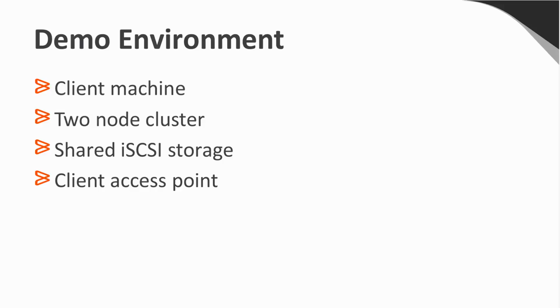Usually, you'll have a separate client machine installed. We've simulated this by installing a standalone client outside of the cluster. We have a two-node cluster that uses shared iSCSI storage, and we've configured a client access point. The cluster and the roles have been predefined, so we won't be defining these at this point. So now I'll go ahead and share my screen, and we'll take a look at our cluster here.